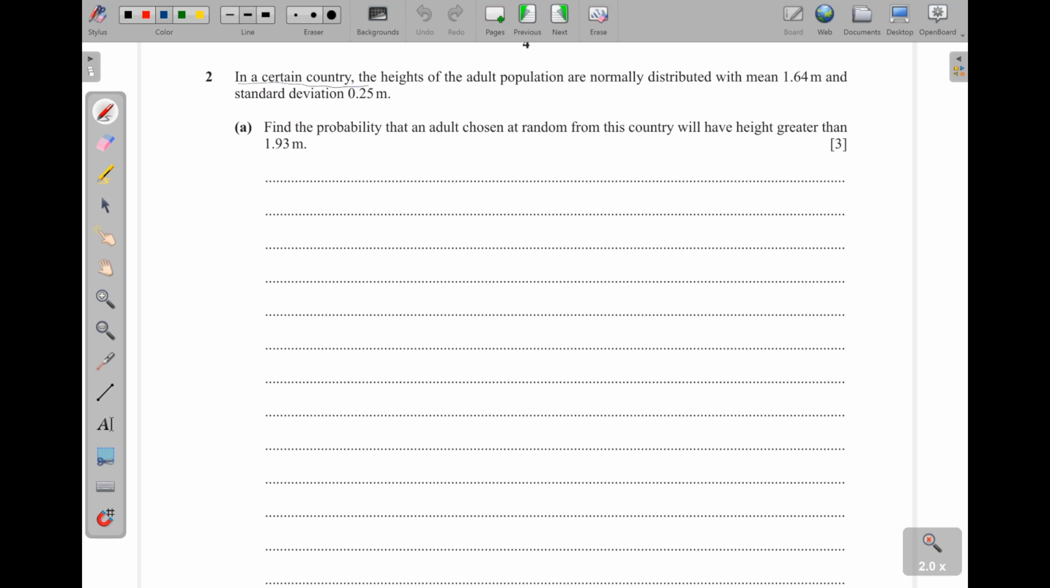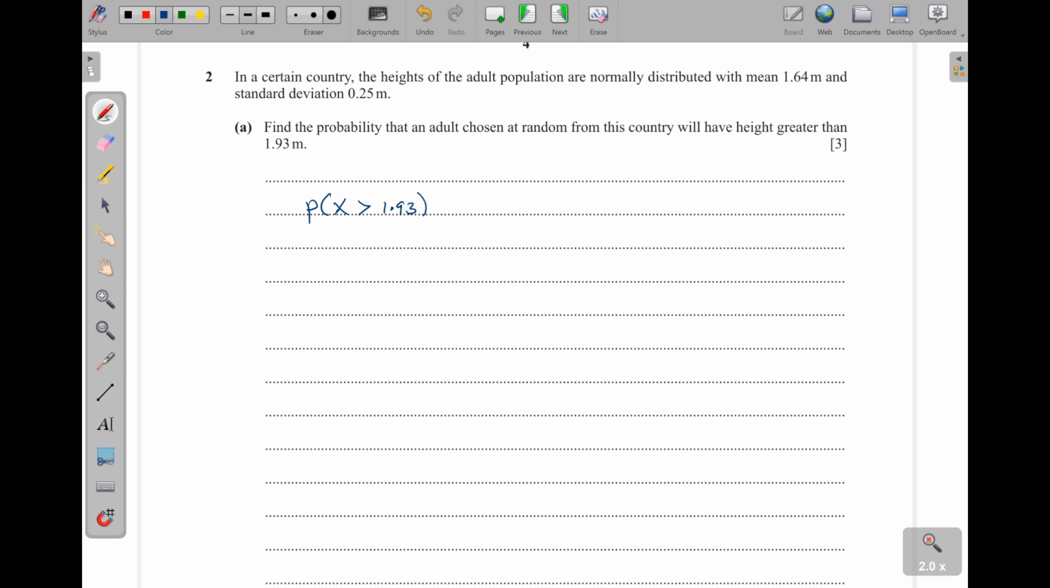Question 2. In a certain country, the heights of the adult population are normally distributed with mean 1.64 and standard deviation 0.25 meters. Find the probability that an adult chosen at random from this country will have a height greater than 1.93. Now, we have probability of the height, let the random variable that represents the heights of the adult population be X, so X greater than 1.93.